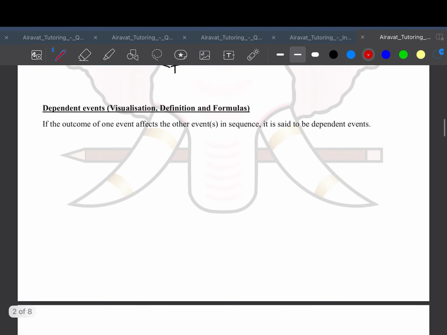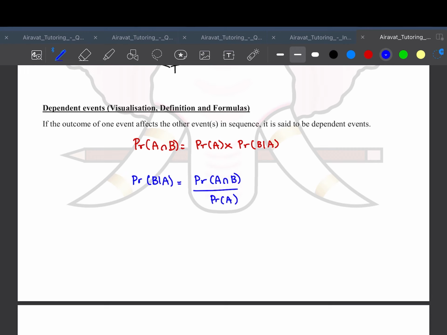So the formula that is relevant in this case is that the probability of A intersecting B is just going to be the probability of A times the probability of B given A. Well, I'm going to just rewrite this formula. Maybe it will ring a bell for you. If it doesn't ring a bell, well, this is the formula for conditional probability. And don't worry, I'm going to briefly cover that topic in today's video, as well as attempt an exam style question based on conditional probability. So stay tuned for that.